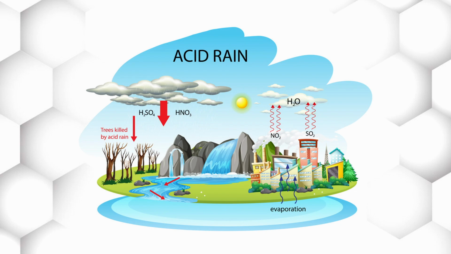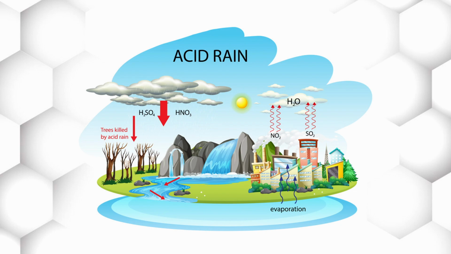Acid rain is formed when sulfur dioxide and nitrogen dioxide react in the atmosphere with water, oxygen and other chemicals to form various acidic compounds. When acid rain falls to the ground, it can cause damage to plants, including trees.